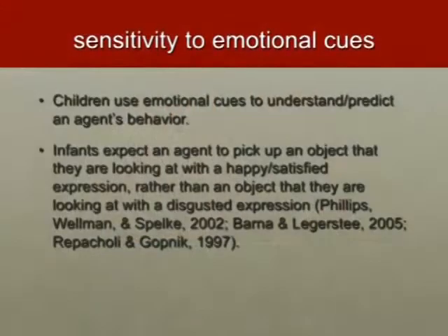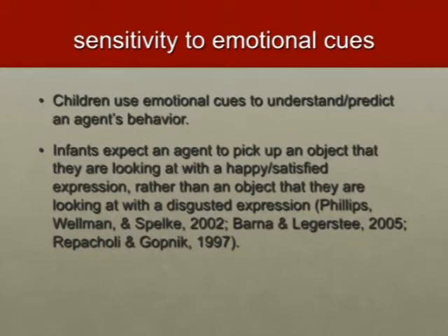And the second experiment involved another important kind of cognitive bias that children have and use to understand actions, which involves the expression of emotions. As we know, infants expect an agent to pick up an object that they are looking at with a happy, satisfied expression, rather than an object that they're looking at with a disgusted expression.